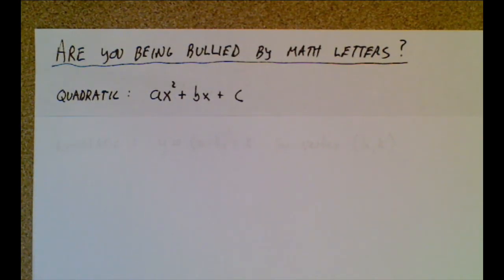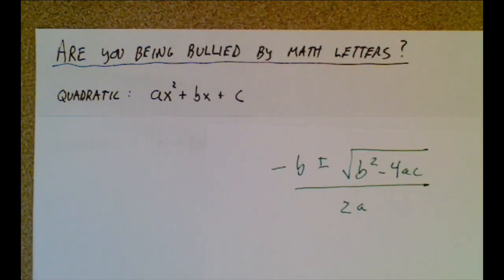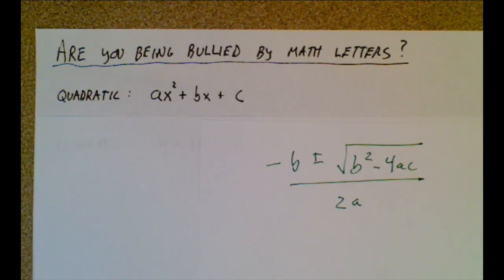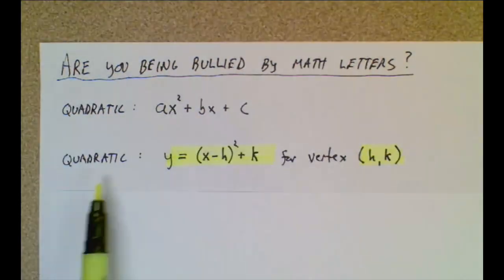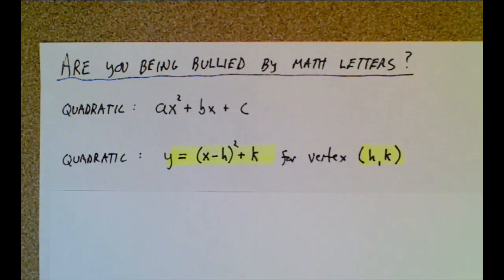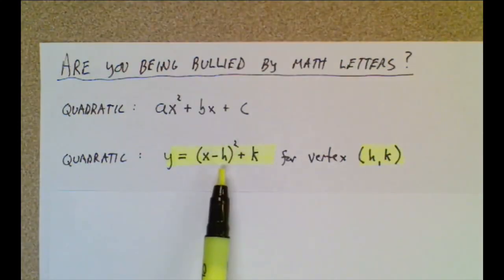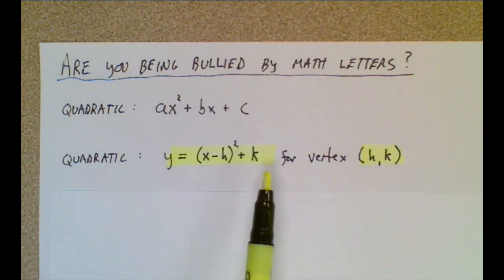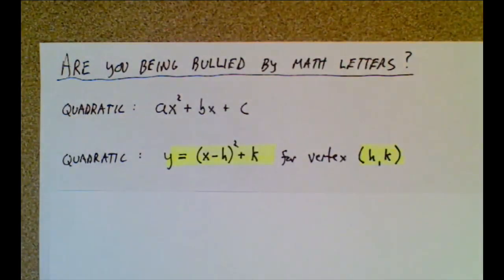Are you being bullied by math letters? A prime example is standard form, which leads to using the quadratic formula. Now that's being bullied by letters, but we're about to take that in a different direction today. Because what you're looking at right here is a new way that we could write a quadratic equation, and now we have some new letters to bully you, the h and the k, which stand for the vertex h, k.